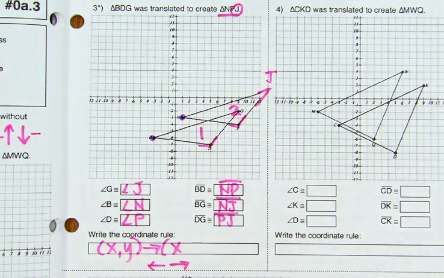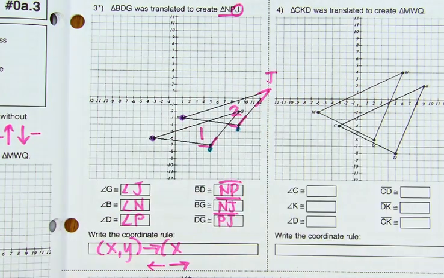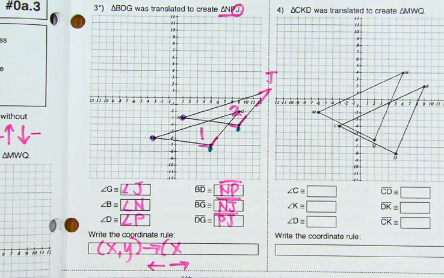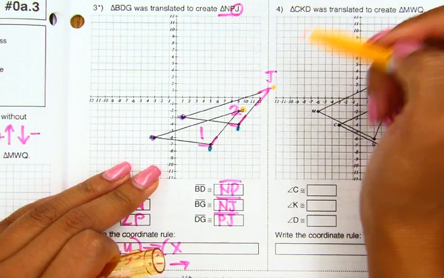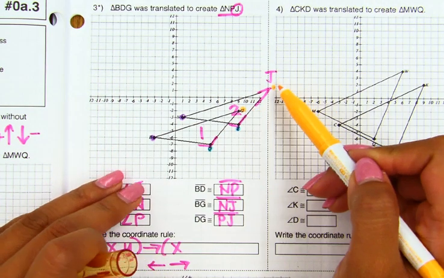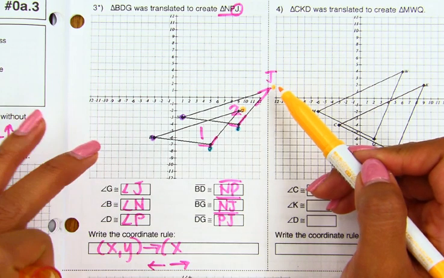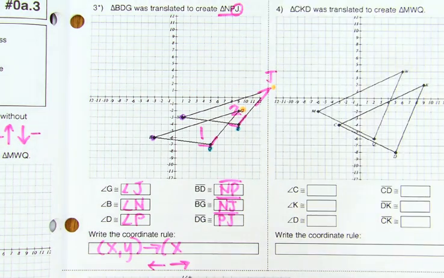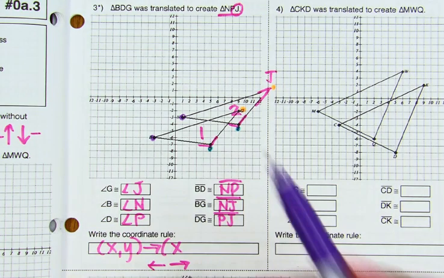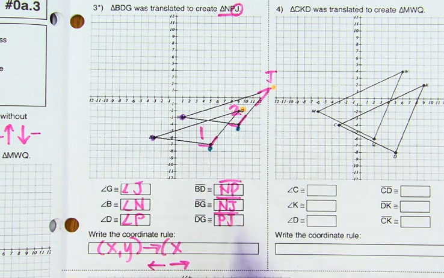But just a friendly reminder, could you have also used D and P? The answer is yes. Now, could you have also used G and J? Technically yes, but I don't suggest it. Why? Because J did fall off of my graph, and it is not the best choice. Always pick points that are easier for you to use. So let's go ahead and pick this one. We're going to pick B and N.